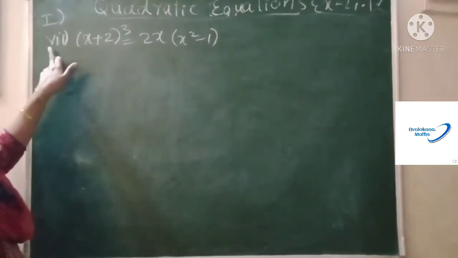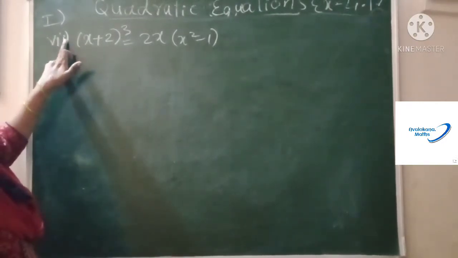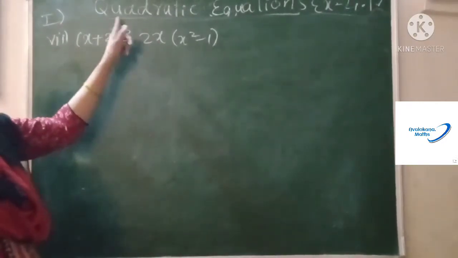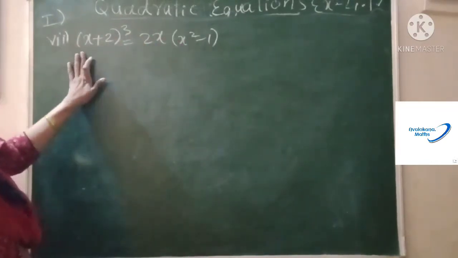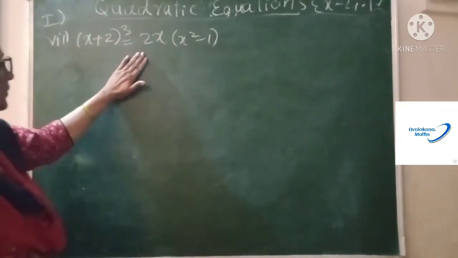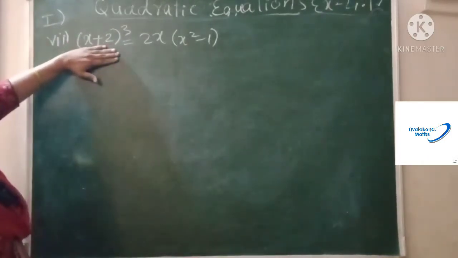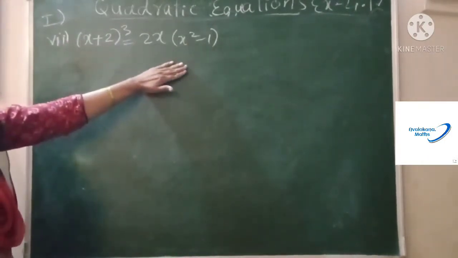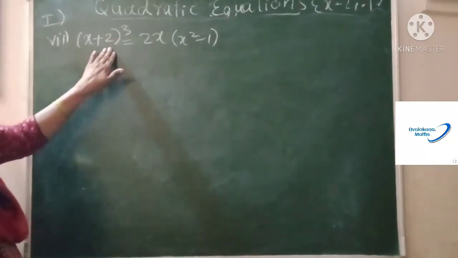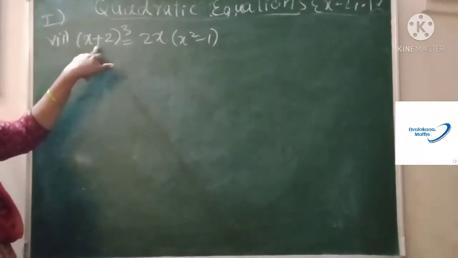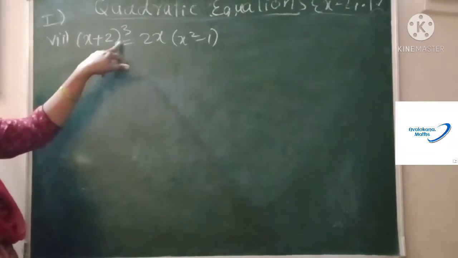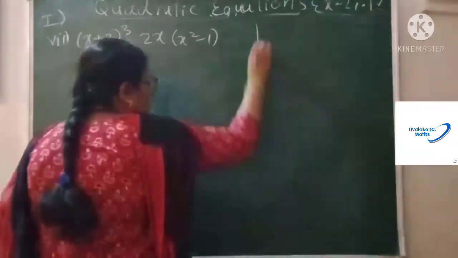Okay, still continuing with the questions of the first exercise of your quadratic equations. The question is (x plus 2) whole cube is equal to 2x into (x square minus 1). So the only thing is this simplification. This is very simple, bracket opening. You have seen this is the form of (a plus b) whole cube. Okay, very simple.